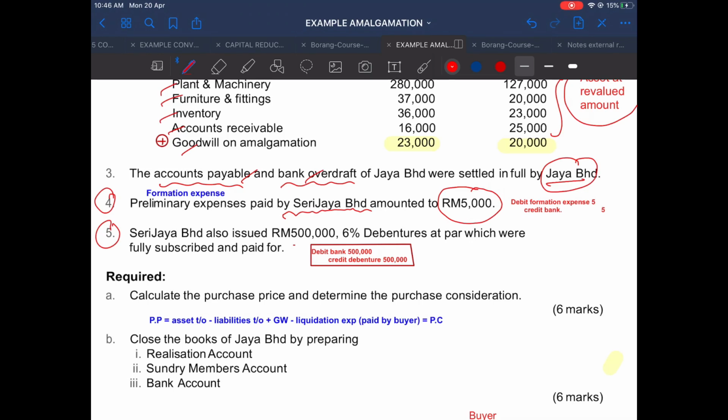It mentioned that Sri Jaya Berhad also issued 500,000 6% debenture at par, which were fully subscribed. Now, in order to finance the acquisition of Sri Berhad and Jaya Berhad, Sri Jaya Berhad would need a lot of money, and to get it, Sri Jaya Berhad issued 500,000 6% debentures at par, which is fully subscribed. Therefore, they will get cash. They will debit their bank account and credit debenture account. So this is again in the books of Sri Jaya, the books of the buyer, not the books of the seller.